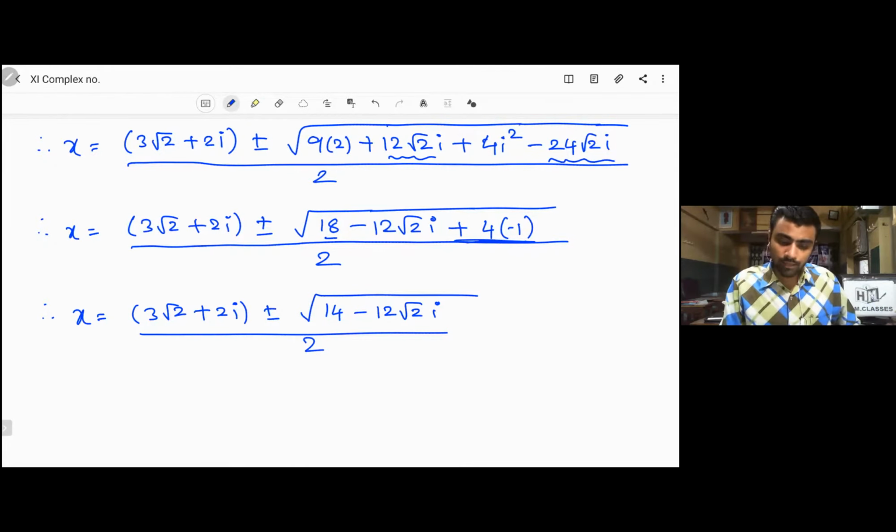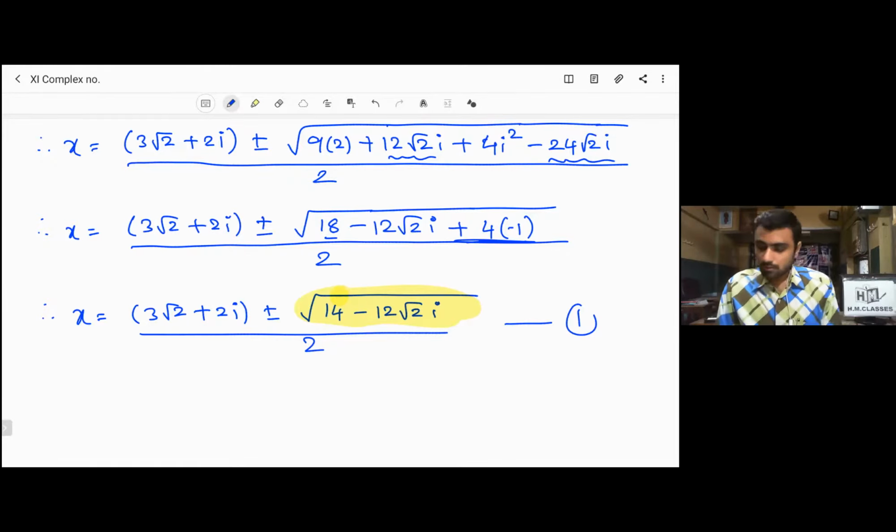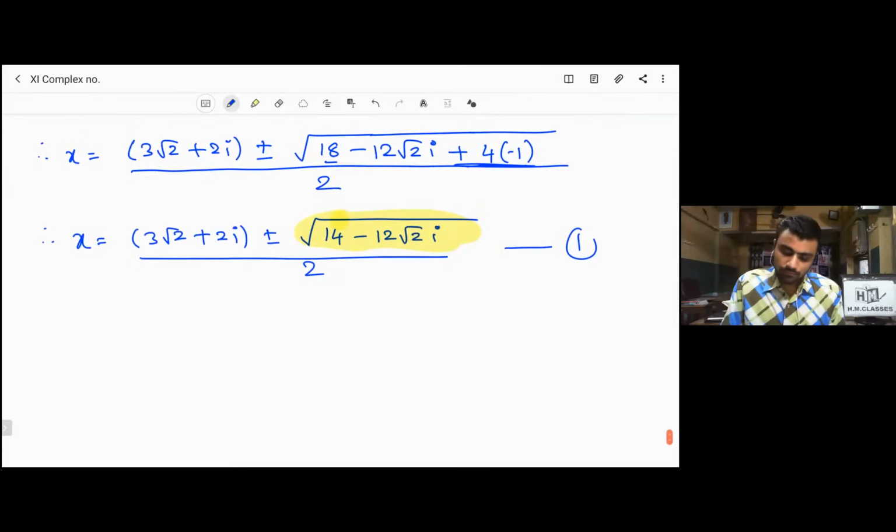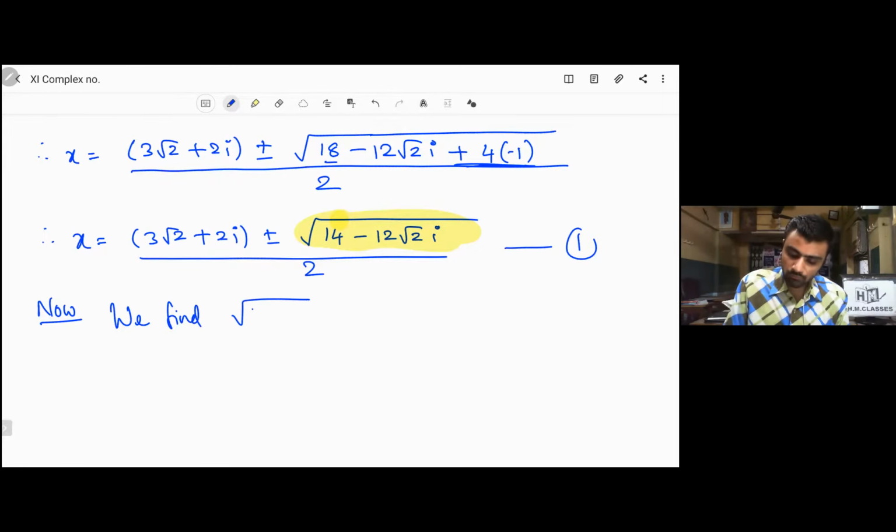Now our main intention is to find the square root of this. Until we get this square root, we will not be able to solve further. So you need to consider this as statement number 1, statement number 1, and keep it like this right now until you can find further the square root of this. Now, square root of 14 − 12√2i.